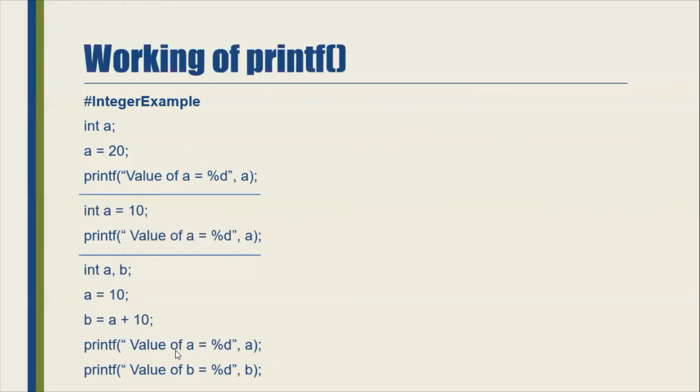Now you print using the printf function, "value of a equals %d". So %d, who is going to give me the value after the comma? That is a. Now if I want to print the value of b, I am going to use %d, and again after the comma the variable is b.